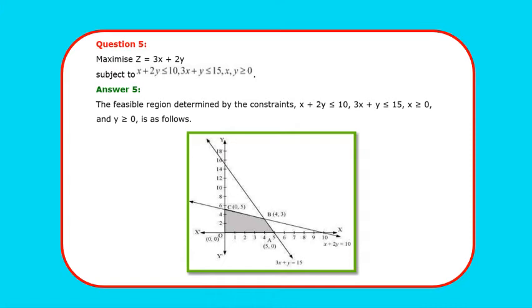Moving to question 5. Maximize z equals 3x plus 2y subject to x plus 2y less or equal to 10, 3x plus y less or equal to 15, x and y greater or equal to 0. So plotting the graph for the given inequalities, we get the graph as shown in the figure. The feasible region is the shaded portion as shown in the figure. So again we are getting four corner points O, A, B and C.